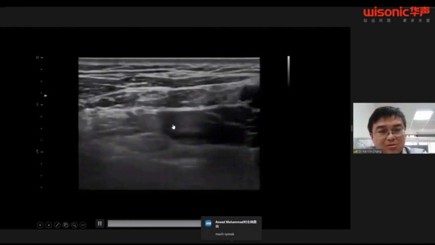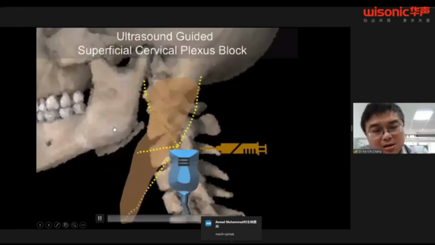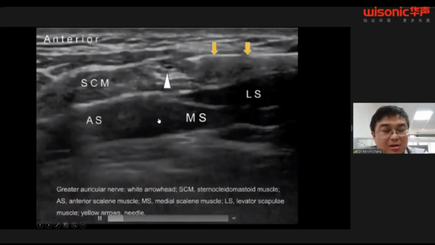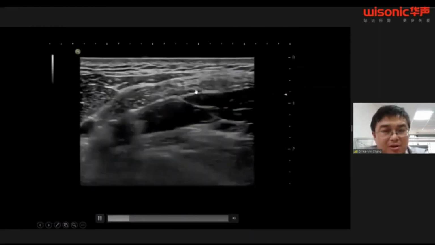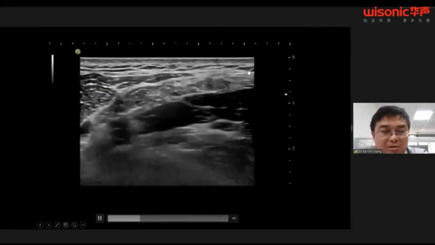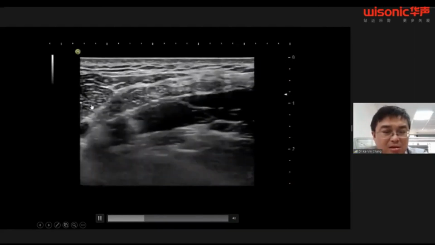This is the ultrasound image. This is the anterior scalenus, this is the middle scalenus. Normally, we should not see any hyperechoic structure between the two muscles. But here we can find, this is the greater auricular nerve, and this is a swollen lymph node. So this swollen lymph node actually compresses the nerve and causes the symptom.